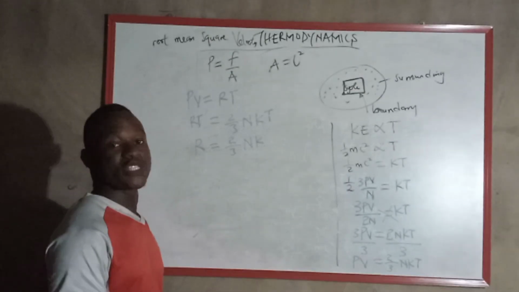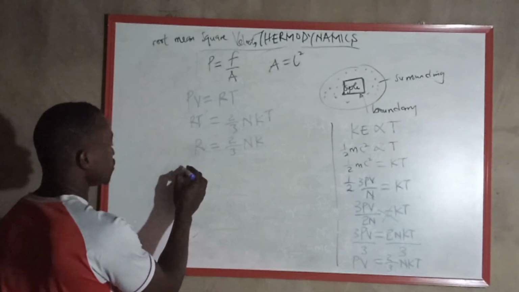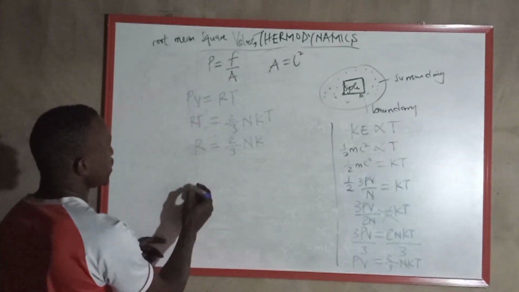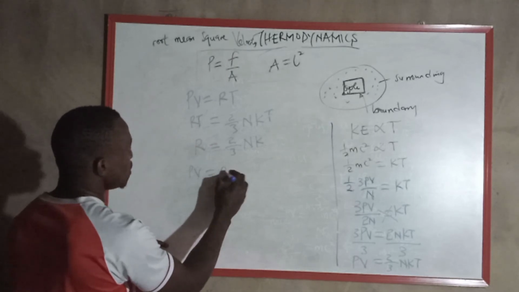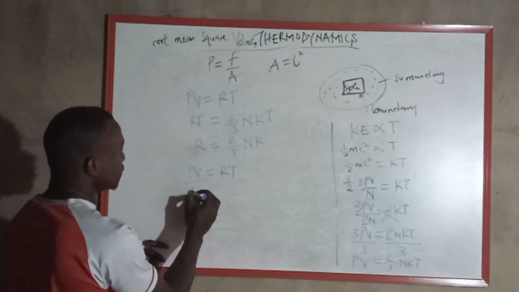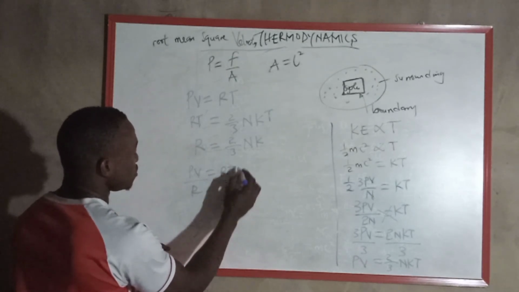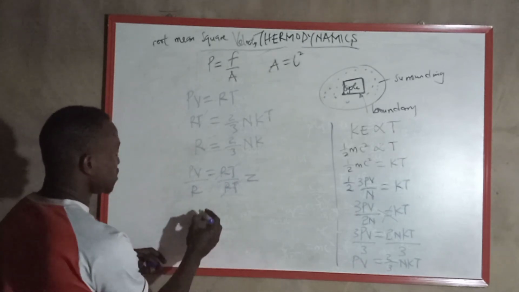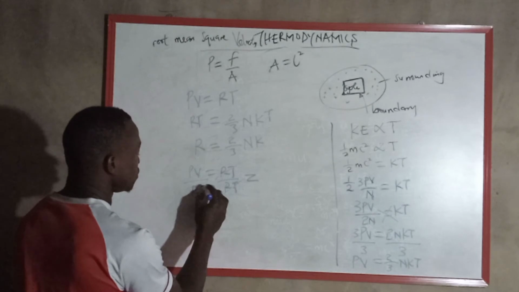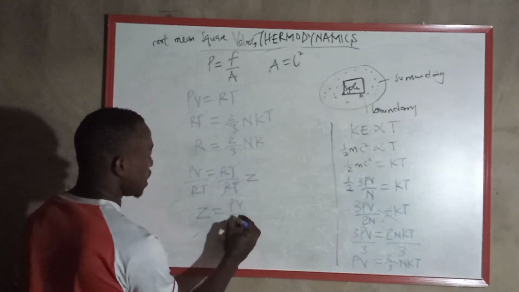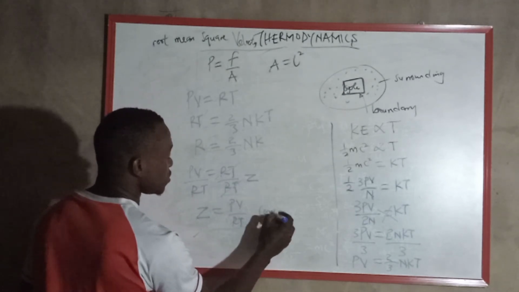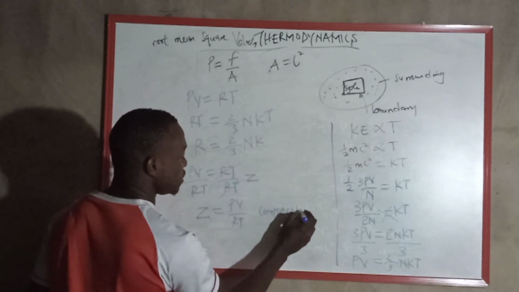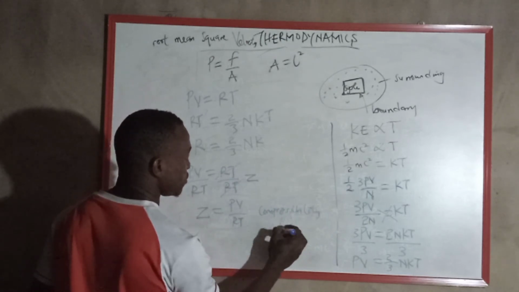So the last is the compressibility factor. The compressibility factor will now give us, from this equation here, PV is equal to RT. So the compressibility factor is when we divide through by RT. This goes off with this. We have introduced the constant Z. So our Z is equal to PV over RT, which is our compressibility factor.